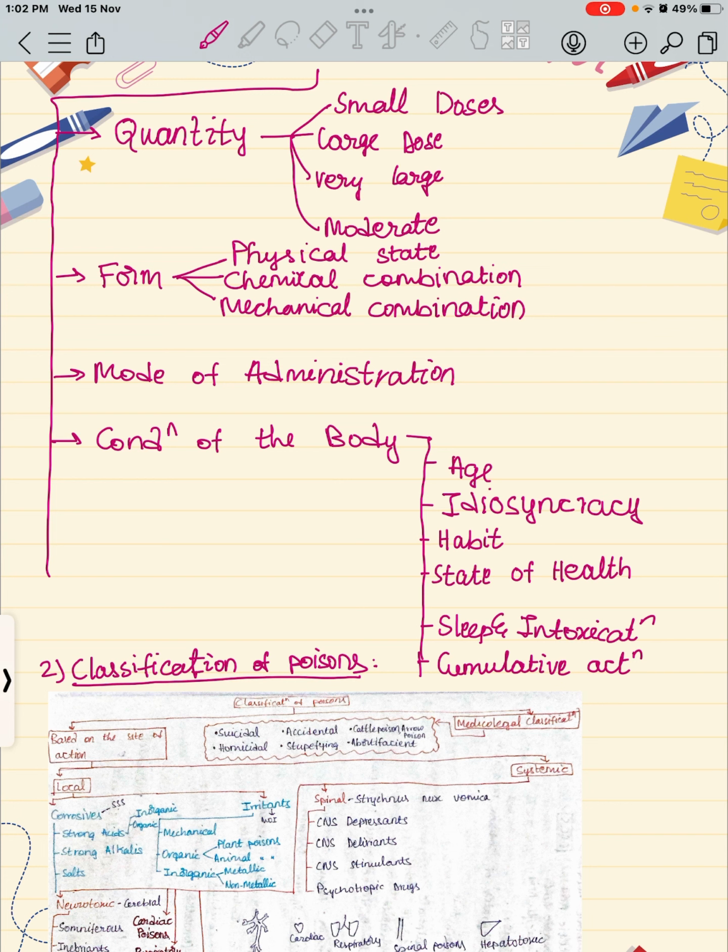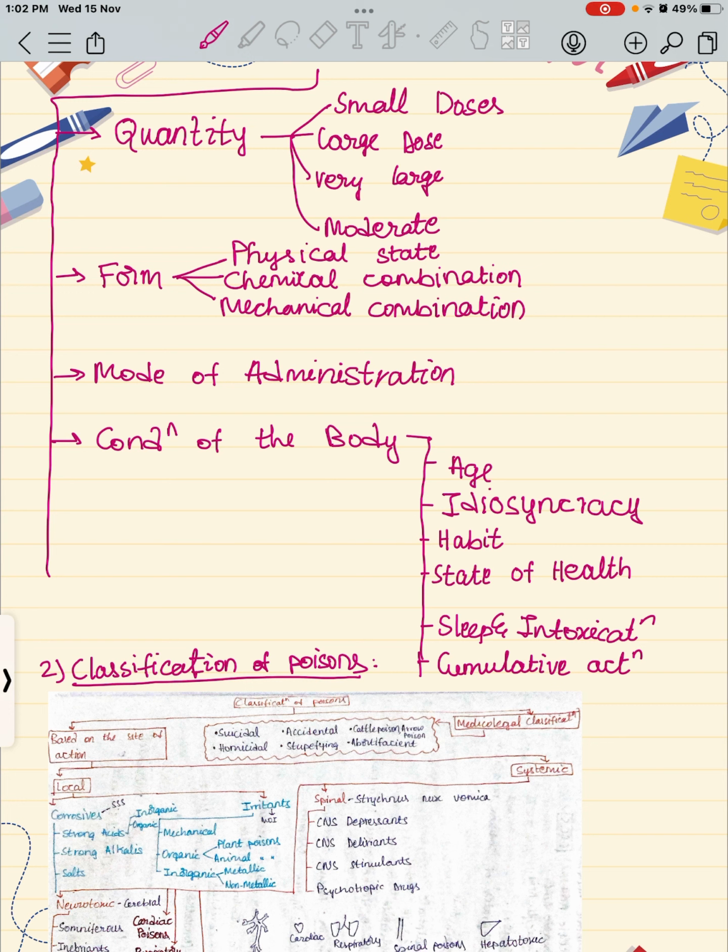Examples: shellfish, eggs, fruits, iodine, bromine, opium, heroin, cocaine, penicillin, and aspirin also. These are the common examples that most people are allergic to.